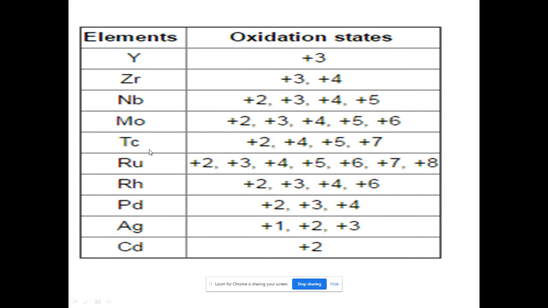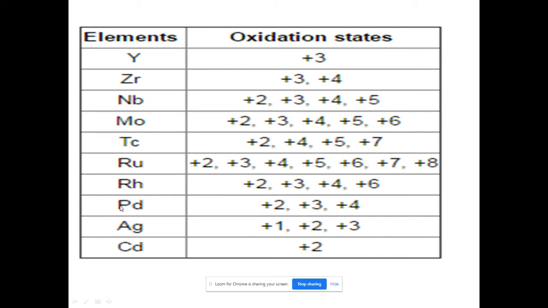And the next element is technetium. It exhibits the oxidation states of +2, +4, +5, +7. And the next element is ruthenium. It exhibits the variable oxidation states from +2 to +8. And the next one is rhodium. It exhibits oxidation states of +2, +3, +4 and +6.